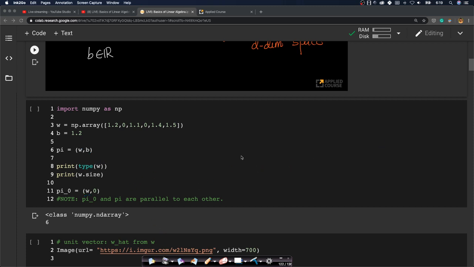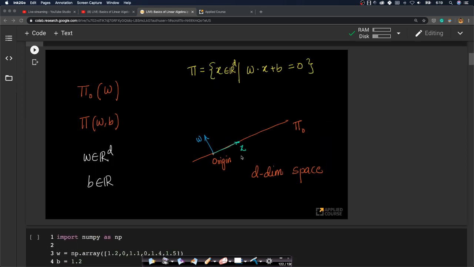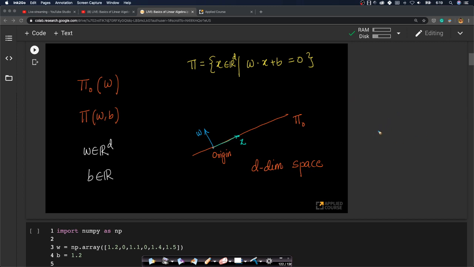Now, one interesting observation. Imagine I have 2 planes, pi 0, which passes through the origin, and pi. If these 2 planes are parallel to each other, again, I'm just drawing 2D diagrams, but you can imagine them to be 3D planes. Beyond 3D, nobody can imagine. If one plane is represented just with W, and the other plane is represented using W and B, with the same W, then W is normal to this plane and also normal to that plane. So if 2 planes have the same normal, then they are parallel to each other. Very simple concept, nothing fancy here.